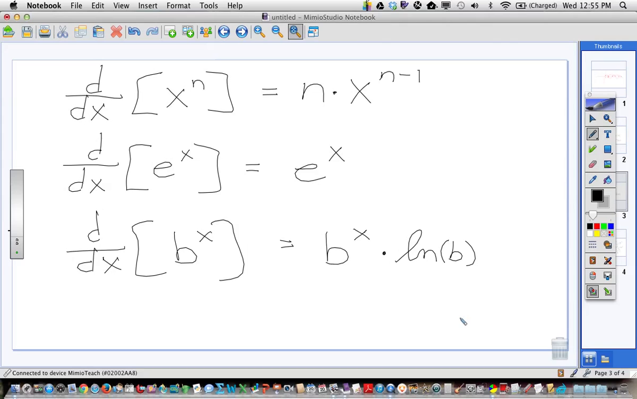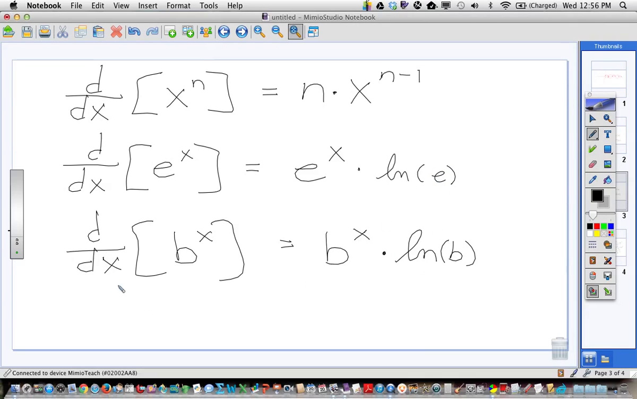So if this was 2 to the x, the derivative would be 2 to the x times ln 2. If this was 3 to the x, it would be 3 to the x times ln 3. And so forth. Now, ln 2 and ln 3 are just numbers. So the lesson to learn from this is it's almost the same as this. Matter of fact, it really is the same because according to this rule, this should be e to the x times ln e. What's ln e? 1.